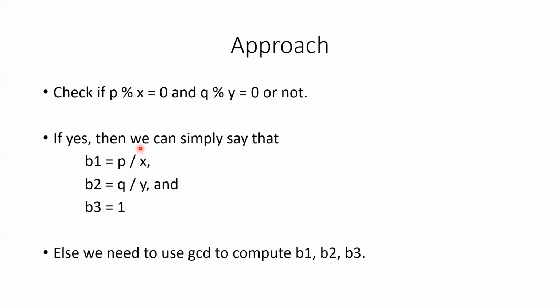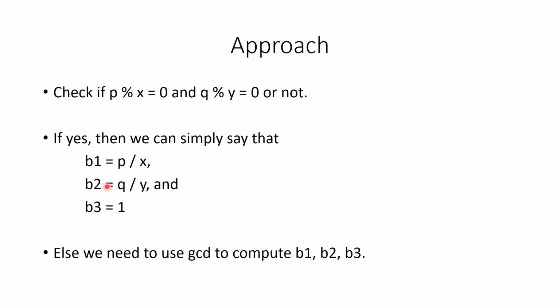Why I am doing this is because if p is completely divisible by x, it means p is a multiple of x, and in a similar way, q is a multiple of y. Whenever there is a common term, we can find the constant b1 by dividing the value p by x, and q by y. This will give us the two constants in reduced form, and they will also balance the elements A and B on both sides.